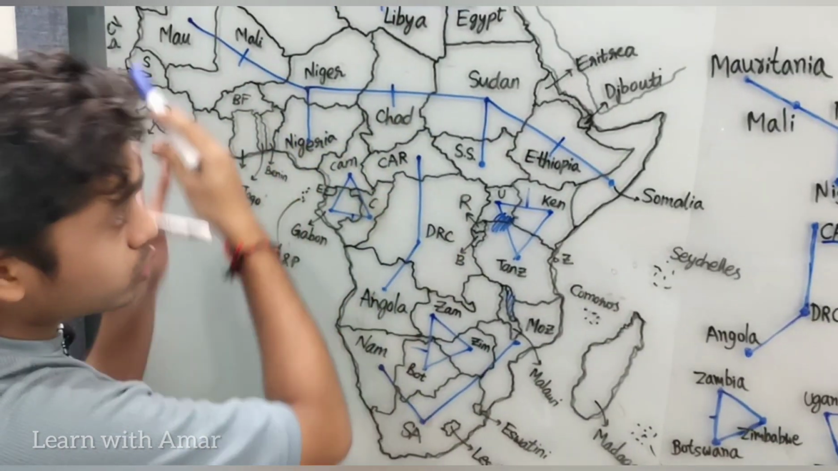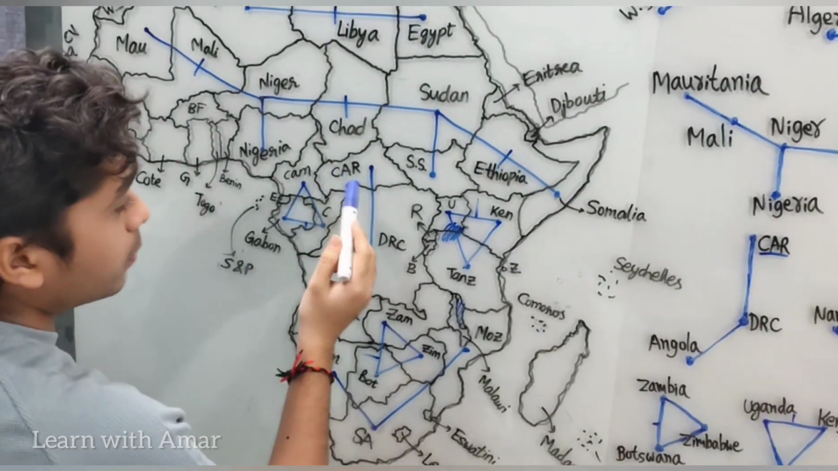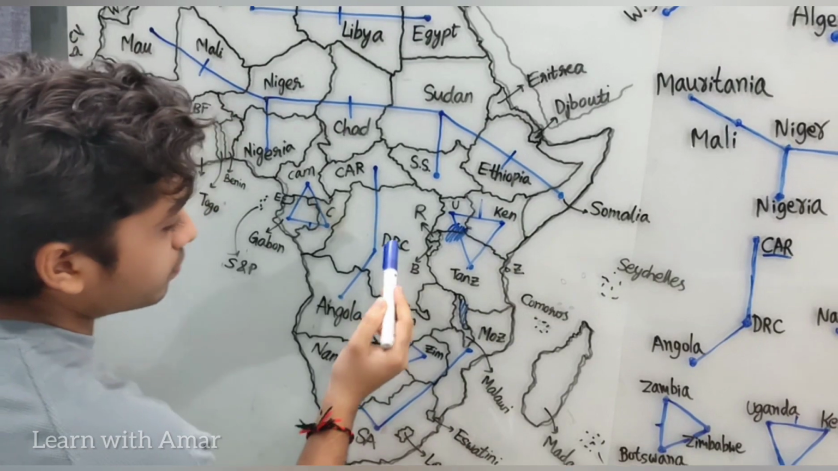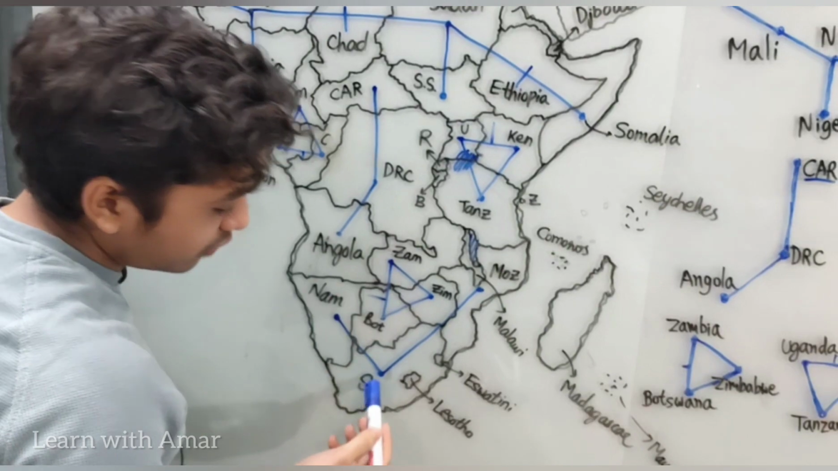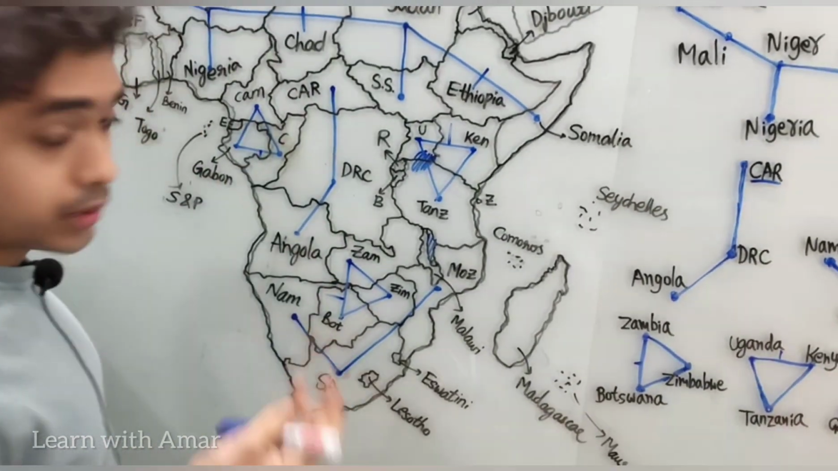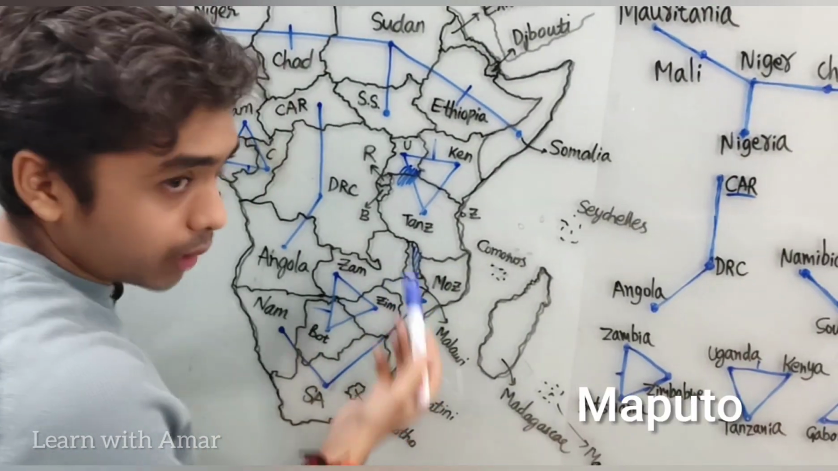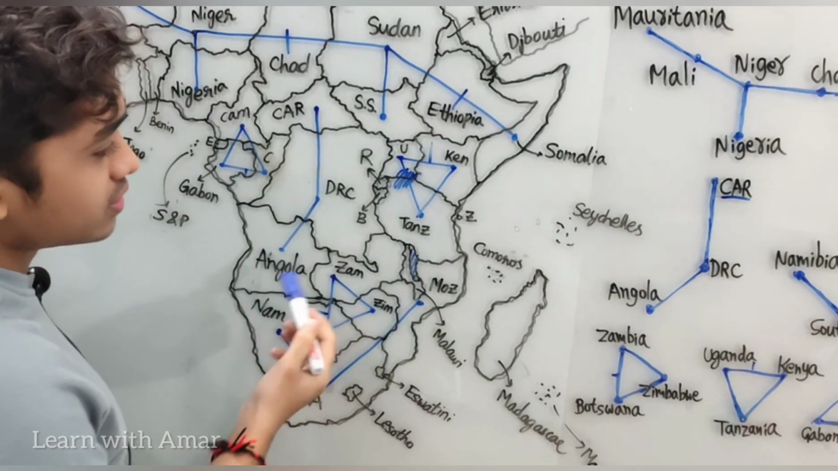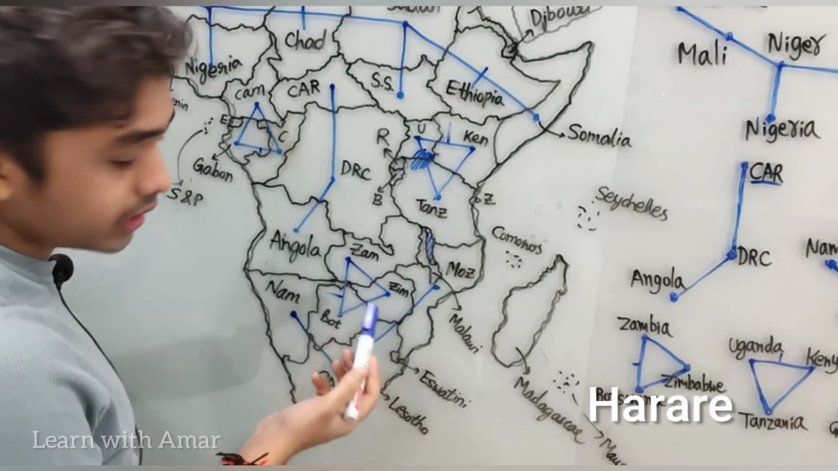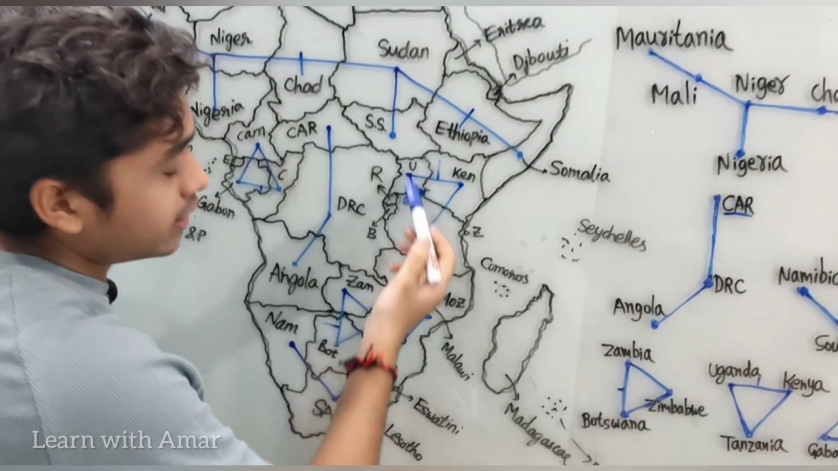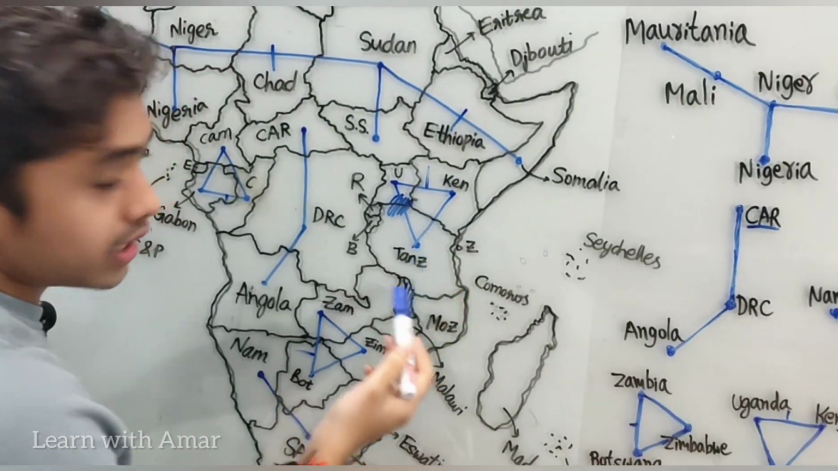I am going through the stick figures first and then we will come to the small countries. So Central African Republic, Bangui, Democratic Republic of Congo, Kinshasa, Angola, Luanda, Namibia, Windhoek. South Africa has three capitals actually, Pretoria, Cape Town and Bloemfontein. Then Mozambique, Maputo. Now coming to the three arrows, first this Zambia, Lusaka, Zimbabwe, Harare, Botswana, Gaborone. Then here Uganda, Kampala, Kenya, Nairobi, Tanzania, Dodoma.